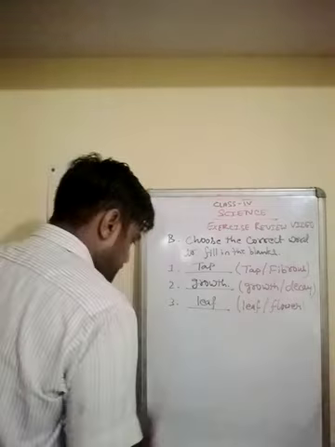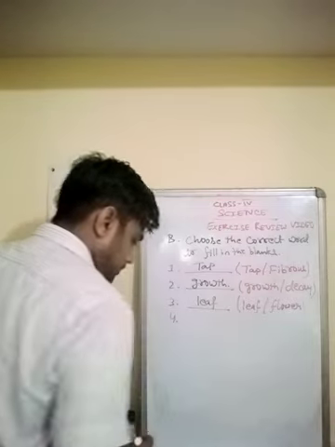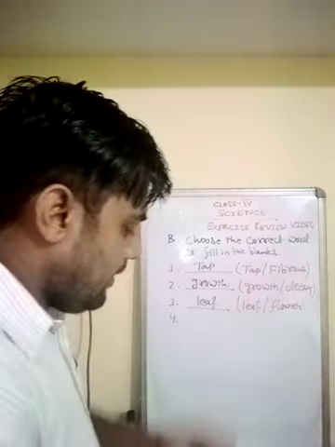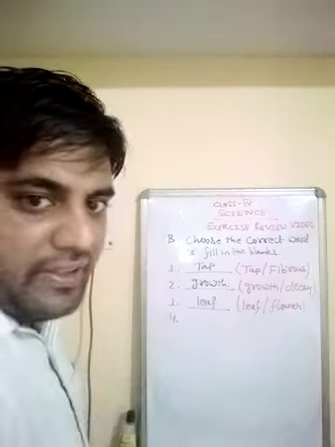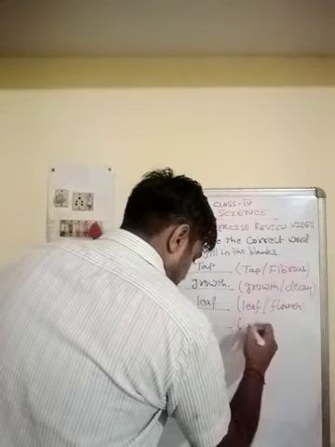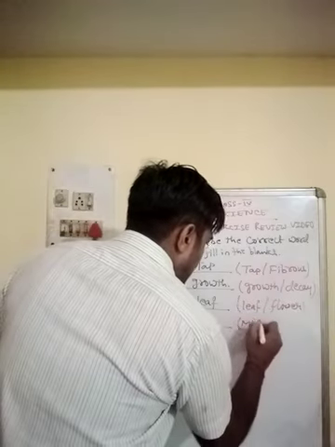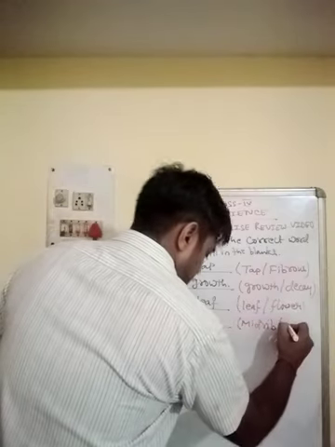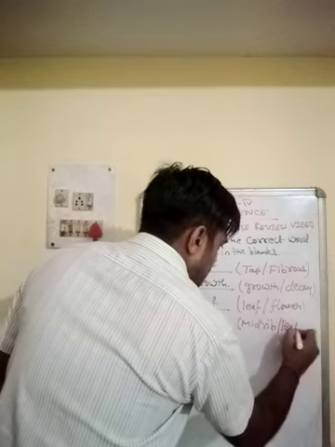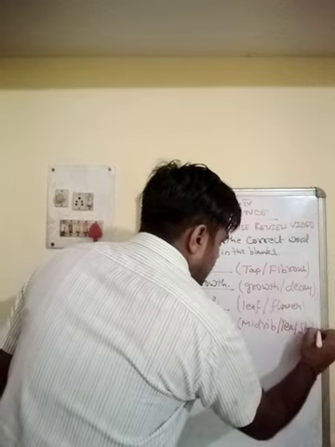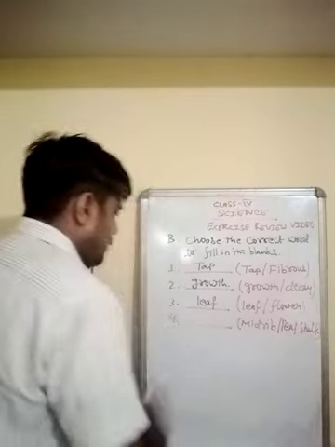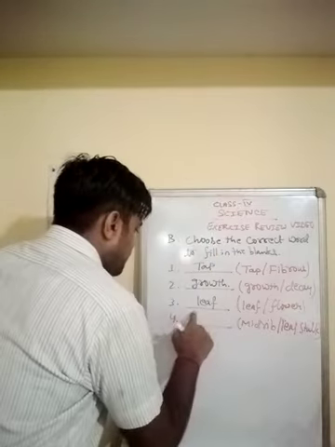Then comes number 4. The dash is the main vein of the leaf. Your options are midrib, oblique, leaf stalk. And your correct answer is midrib.